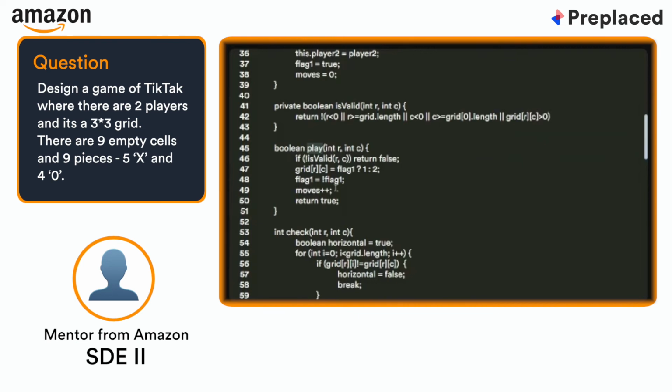So when a user has entered the row and column in which he wants to place his entry, then here we will check if that is valid or not. If that row and column are valid, then I will be proceeding to the next step, or otherwise I will be returning false.